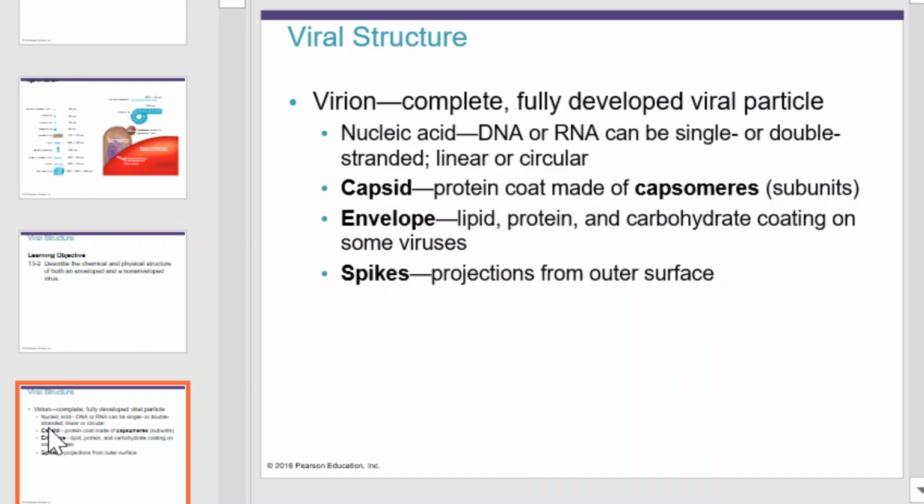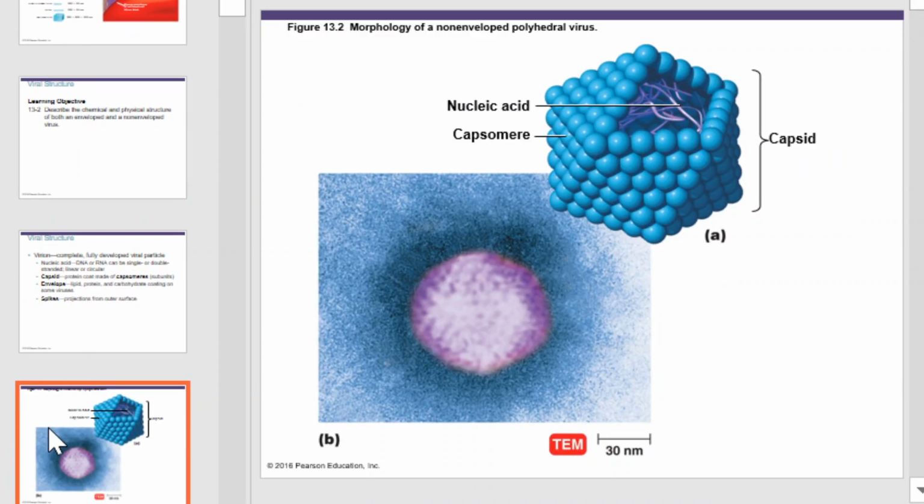Next, we're going to consider viral structure. The virion. A virion is a complete, fully developed viral particle. It possesses a nucleic acid in the form of DNA or RNA. It can be single or double-stranded, linear, or circular. There is a capsid, which is the protein coat made up of capsomeres or subunits to envelop said nucleic acid. Occasionally, an envelope made out of lipids, proteins, and carbohydrates coats certain viruses, and there are spikes or projections from the outer surface. This picture will give you an idea of some basic, generalized viral structure.